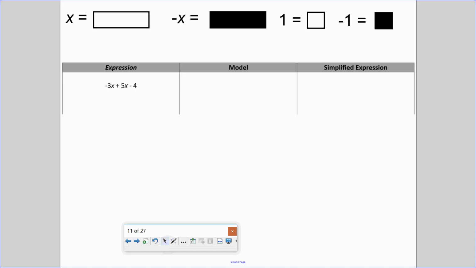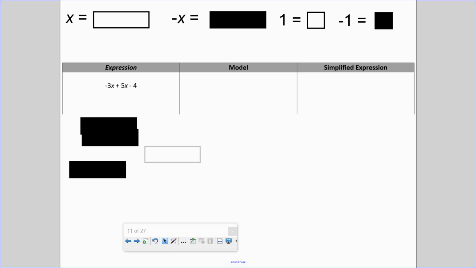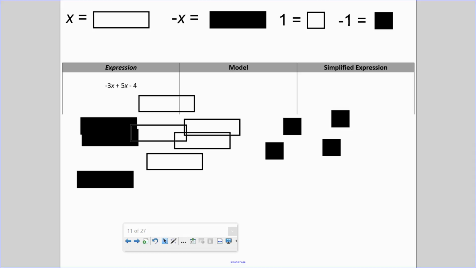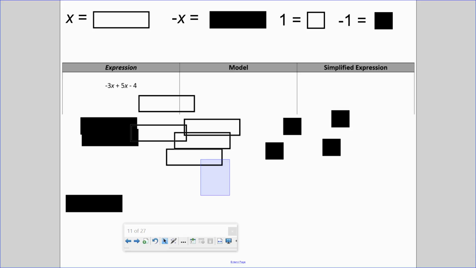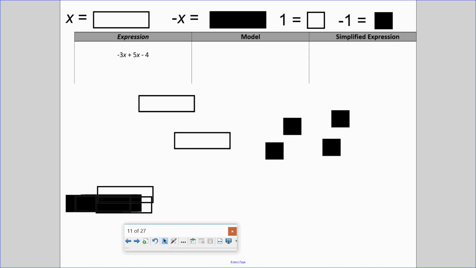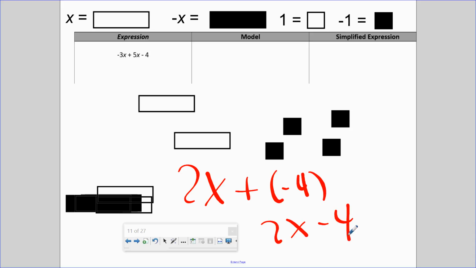Next example, we have negative 3x, plus 5 x's, minus 4, so adding negative 4. Collect like terms. Now zero pairs. So our final answer is 2x plus negative 4, or 2x minus 4.